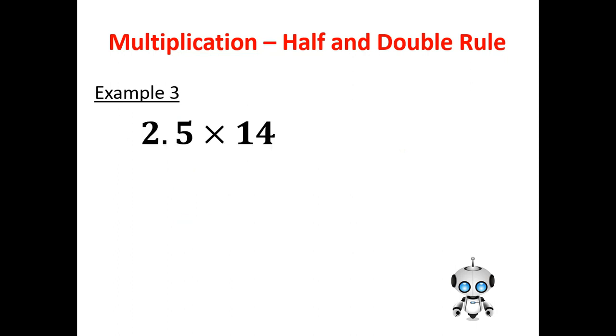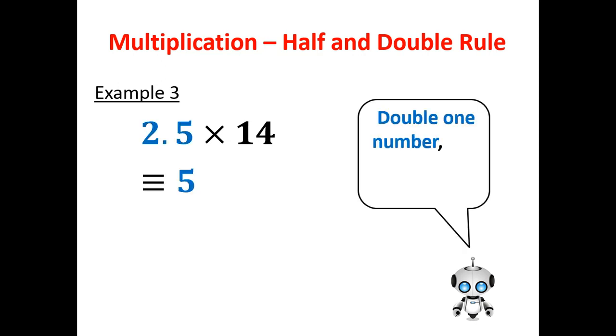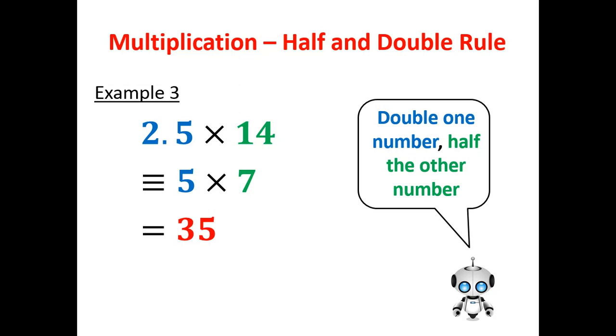Right, well this is quite often where this rule is useful. 2.5 times 14. We've got a decimal. So I'm going to double the 2.5. Double 2.5 makes 5. Now I've got rid of my decimal, which is good. If I double that I must halve the 14 to get 7. So I've doubled 2.5 to get 5 and halved 14 to get 7. So 2.5 times 14 is equivalent to 5 times 7. And 5 times 7 is equal to 35. So 2.5 times 14 is equal to 35.